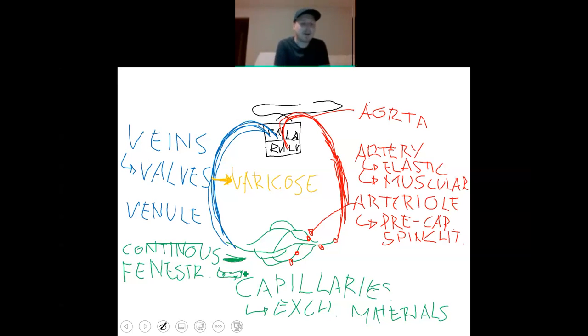And then the capillary type that had the most openings was called our sinusoidal capillaries. And on these ones, we really saw that almost like parts of it were missing. And this facilitates a lot of bigger material, bigger molecules to go through and be exchanged, both out of the cardiovascular system, but also back into the cardiovascular system. So I hope that makes a little bit more sense.